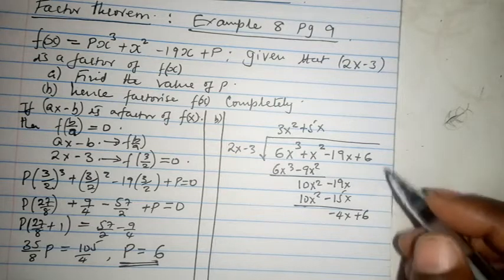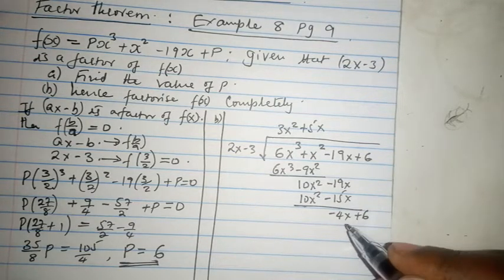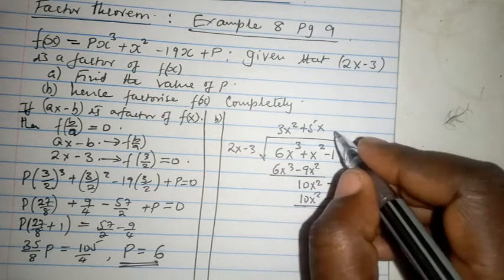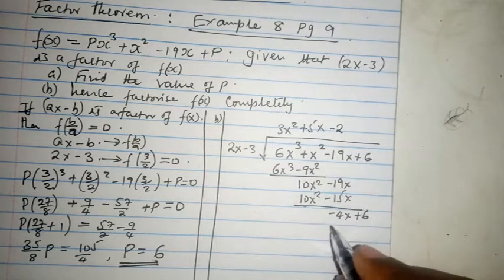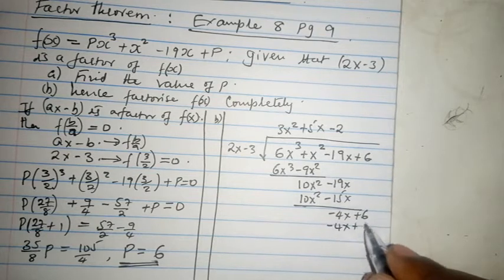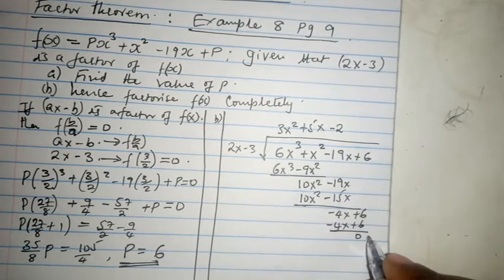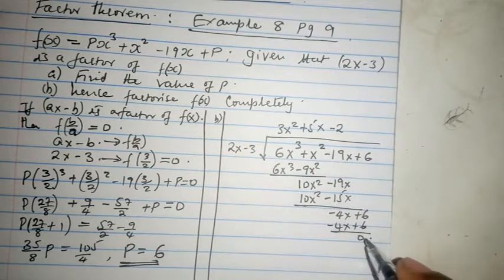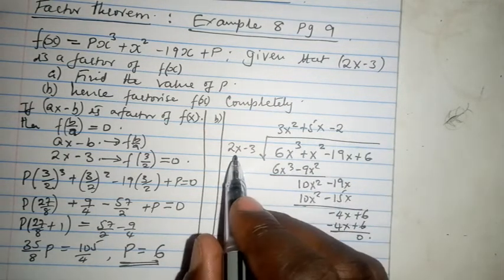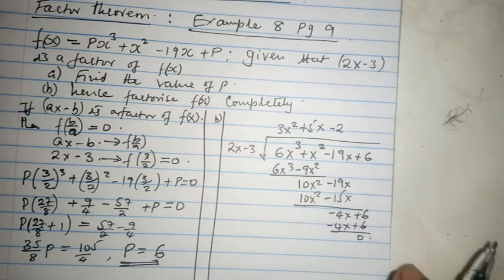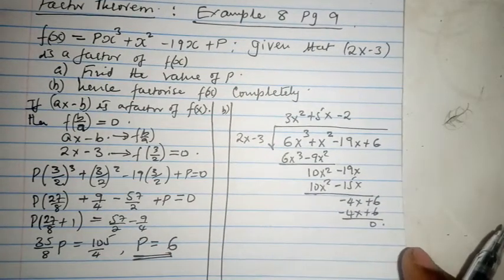We drop the 6. Minus 4x divided by 2x is minus 2. And of course, multiply out: minus 4x plus 6. The remainder is 0. The remainder being 0 again confirms that 2x minus 3 is truly a factor of the function.